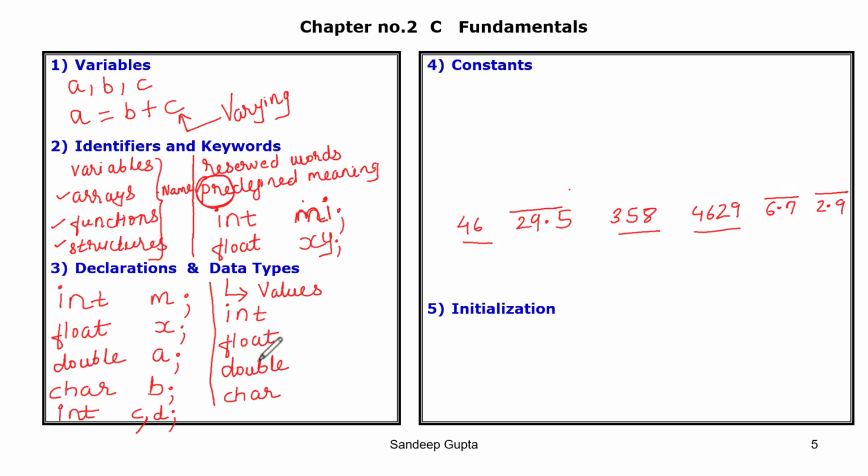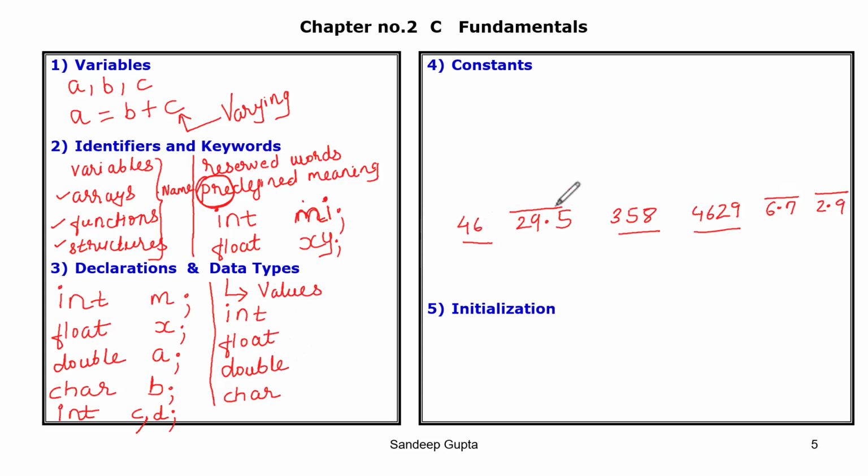Double will store what? Listen to me carefully. Double will also store numbers with decimal point, but they can store bigger numbers. So what happens is this float has a certain range. And double also has a certain range, but the range is much higher, much bigger, much longer. So if you don't understand double for time being, it's okay. Just understand that int will store integers like this.